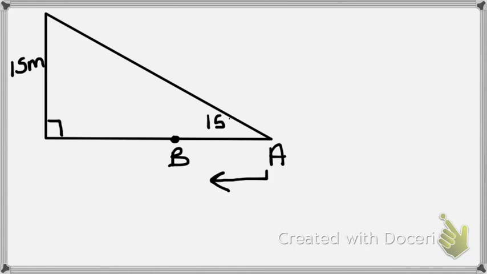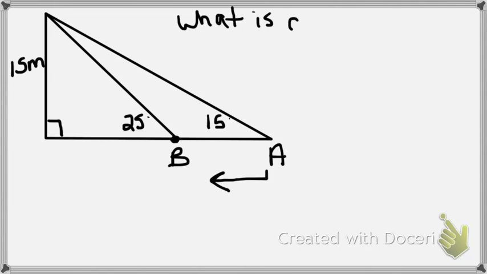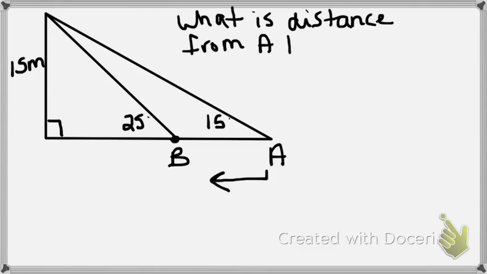We're going to draw a second angle of elevation. So you're looking up at the building again, like that. This time your angle of elevation changes to 25 degrees. So you're going to put 25 there. The question becomes, what is the distance it moves? So what is the distance from A to B? I'll write that down here. What is the distance from A to B?